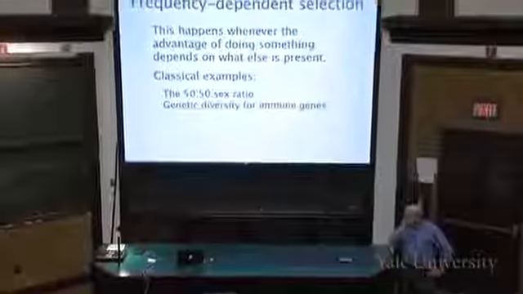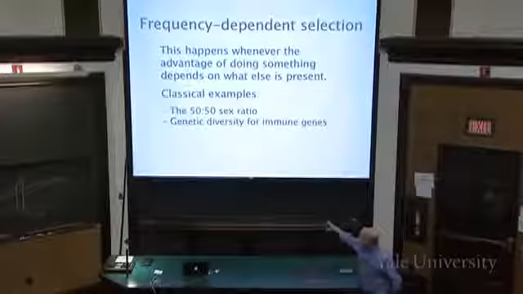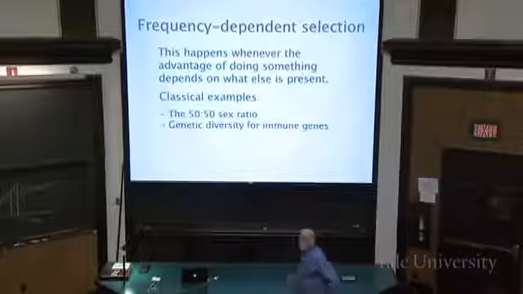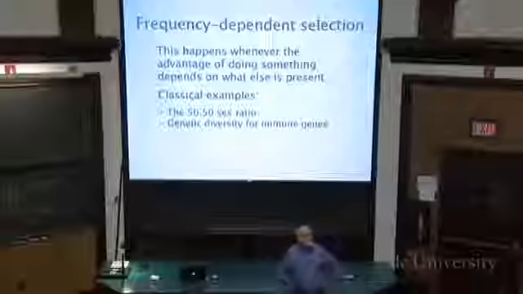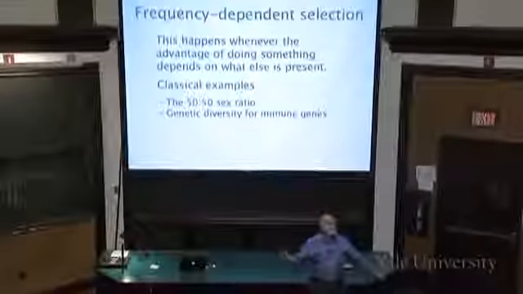Frequency-dependent selection is another kind of selection, and that happens whenever the advantage of doing one thing depends on what the other people in the population are doing. Okay? There are some classical examples of this. One is the classical 50-50 sex ratio, and another is genetic diversity for immune genes. I'll just say a few words about genetic diversity for immune genes because we're going to come back to sex ratios when we do sex allocation theory.